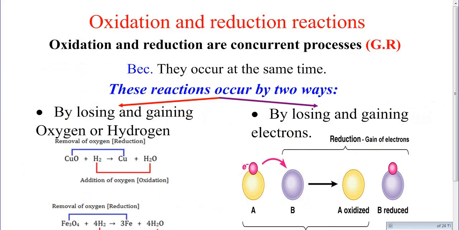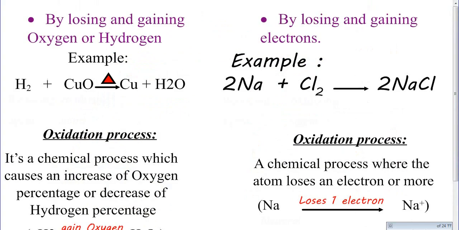Okay, the third type in our lesson, oxidation and reduction reactions. Oxidation and reduction are concurrent processes because they occur at the same time. All these reactions occur in two ways. The first way is by losing or gaining oxygen or hydrogen, as we said. The second way is by losing or gaining electrons.